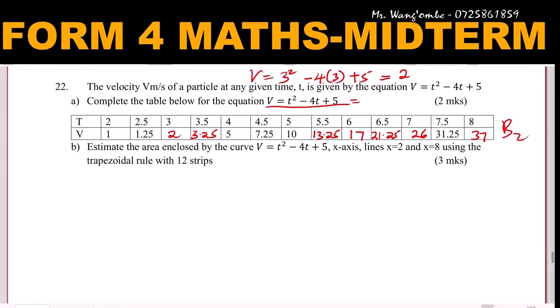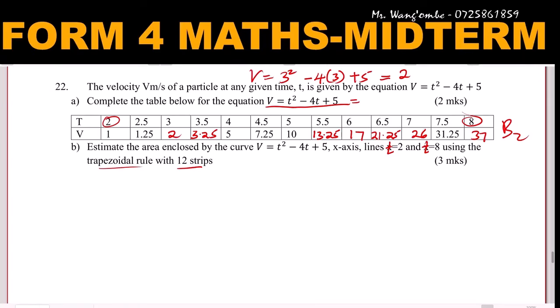Part B, estimate the area enclosed by the curve v equals t squared minus 4t plus 5, the x-axis, and the lines t is equal to 2 and t is equal to 8, using the trapezoidal rule with 12 strips. It says x, but these will be the lines t is equal to 2, so just replace that, a slight error there. So you're supposed to get the area between t is equal to 2 and 8, using the trapezoidal rule with the 12 strips.